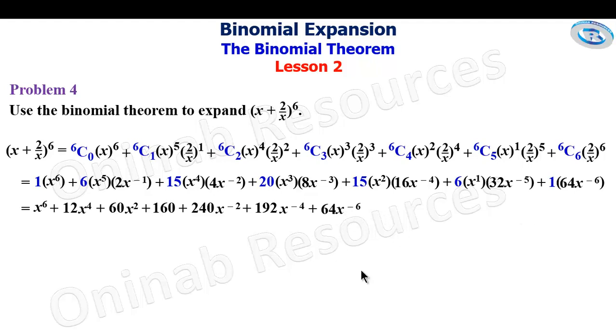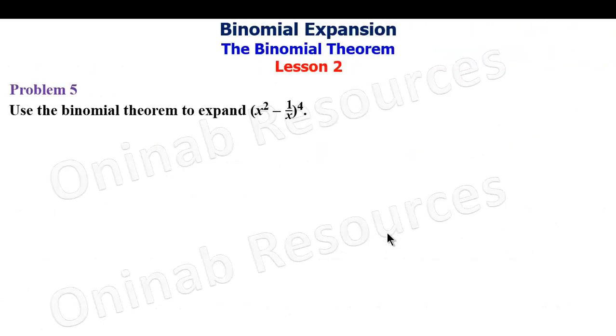And that is the final step for the expansion of x plus 2 over x all to the power of 6, which brought the solution of problem 4 to an end. So we go to problem 5. For problem 5, use the binomial theorem to expand x squared minus 1 over x all to the power of 4. So we go ahead to carry out the expansion.